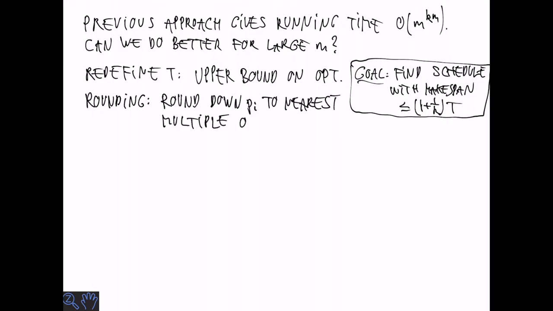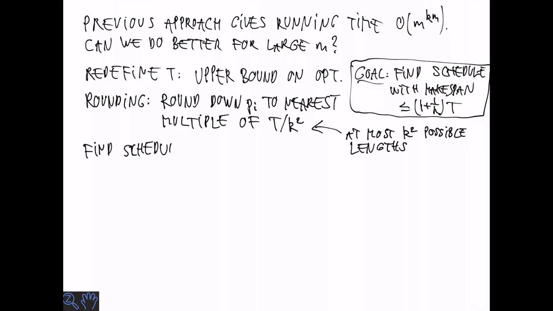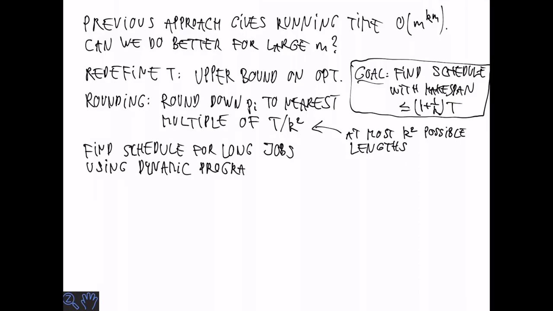To get better running time, we are going to round. So we are going to round p_i down to the nearest multiple of t over k squared. So this means that there is at most k squared possible lengths, because we know that all jobs have length at most t, since t is an upper bound on opt. And now we claim that we can find a schedule for the long jobs using dynamic programming.